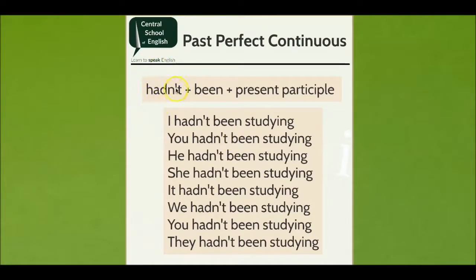To make negative sentences using the past perfect continuous, we use the past negative form of the verb have plus been plus the present participle of the main verb. For example, using the verb study, we can say, I hadn't been studying, you hadn't been studying, he hadn't been studying, she hadn't been studying, it hadn't been studying, we hadn't been studying, you hadn't been studying, they hadn't been studying.